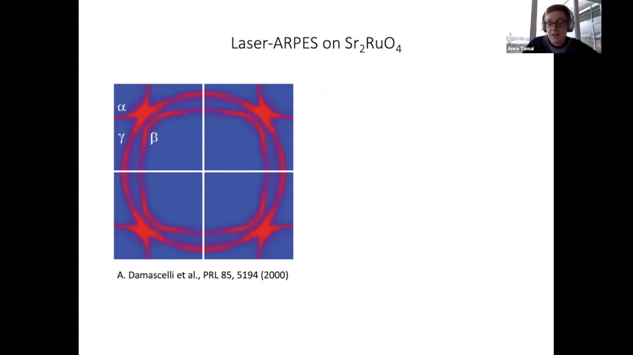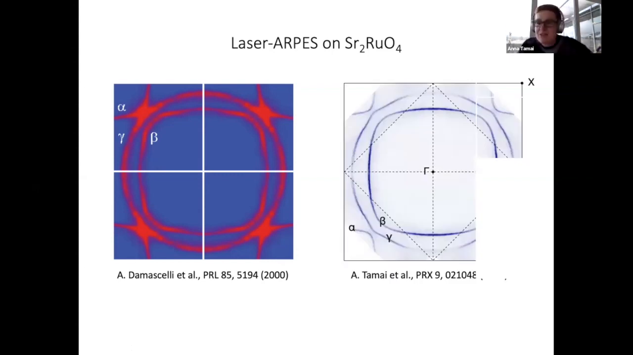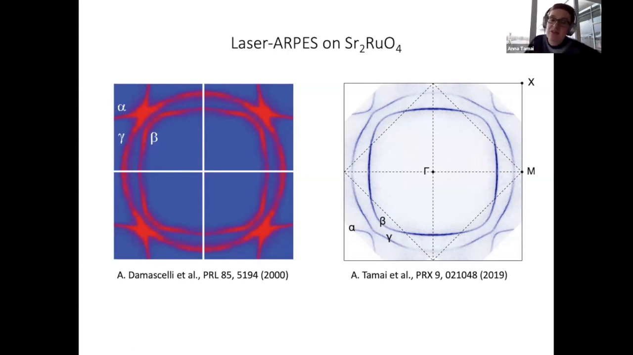Now I will show you state-of-the-art data on the same material. This is the Fermi surface measured by us using a laser as excitation source. We are able to measure the Fermi surface with much higher accuracy than what was done before. And I will discuss two aspects of this Fermi surface: spin-orbit coupling, and how electron correlation manifests itself as you move around these Fermi surface contours.